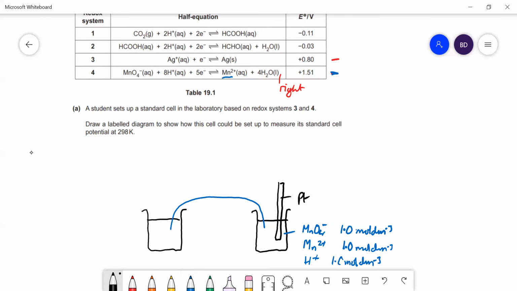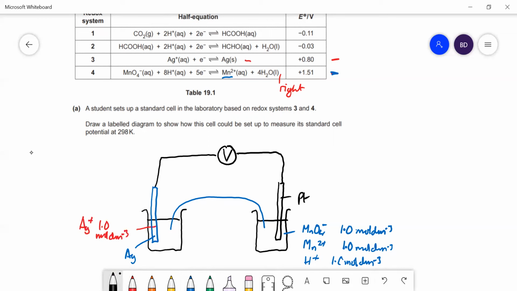On the left hand side, we've got silver ions, Ag plus, 1 mole per decimeter cubed again. That will be silver nitrate probably. And you need a piece of silver metal in there to make the connection. So that's Ag metal. And now we need to connect them with high resistance wires and a high resistance voltmeter. That's a high resistance voltmeter, so you don't get any current flowing. And that will enable you to measure the standard cell potential.